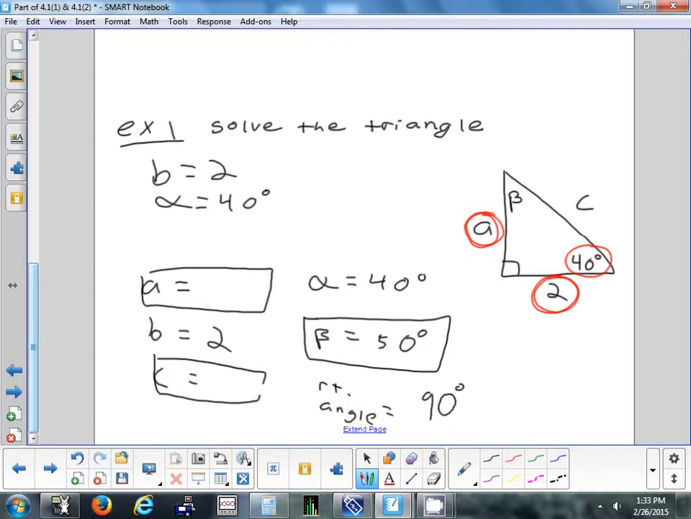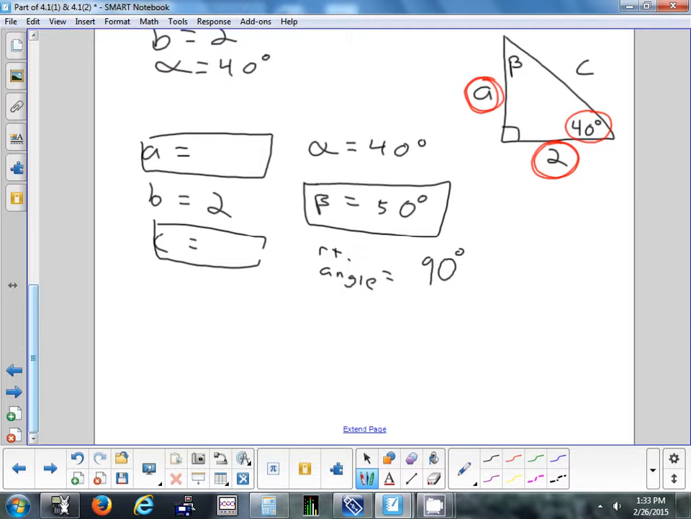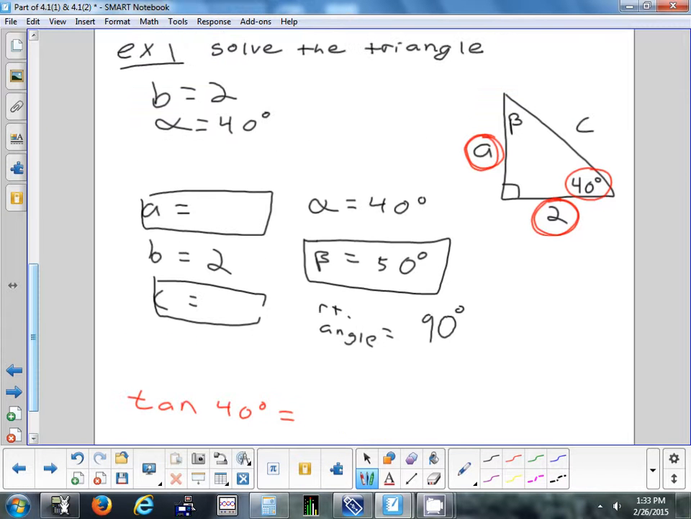Relative to the 40-degree angle, what's the name of side A? Opposite. Okay, so we're looking for a trig function that has opposite. And what about the side that's 2? Adjacent. So which trig function has opposite and adjacent? Tangent. Good. So it's tangent of our angle, 40 degrees, equals, tangent is opposite over adjacent.